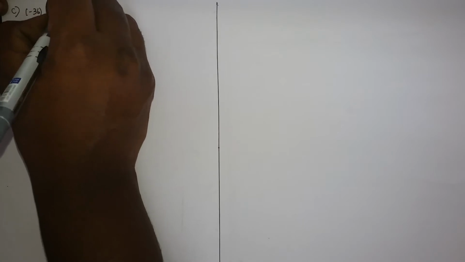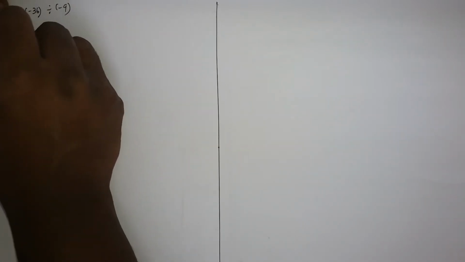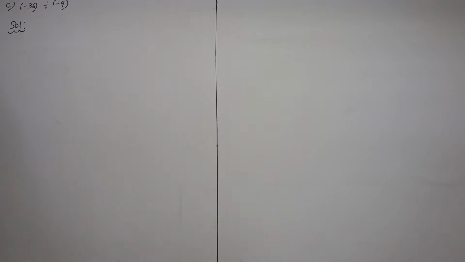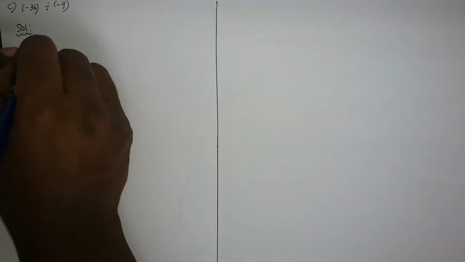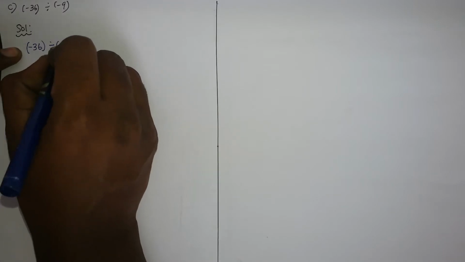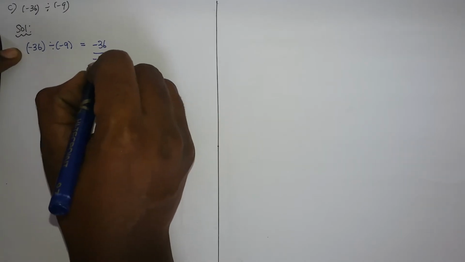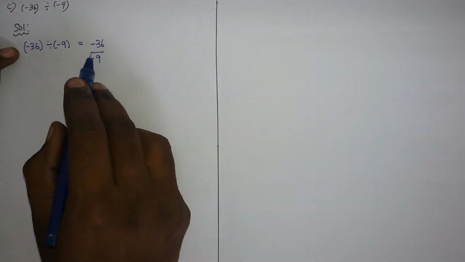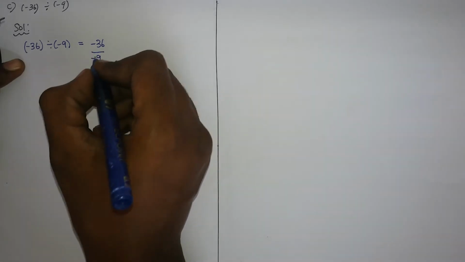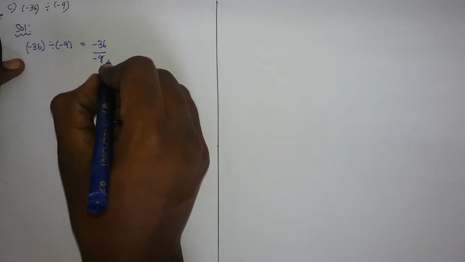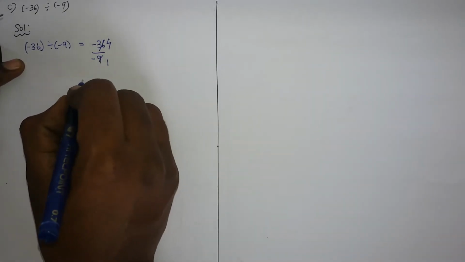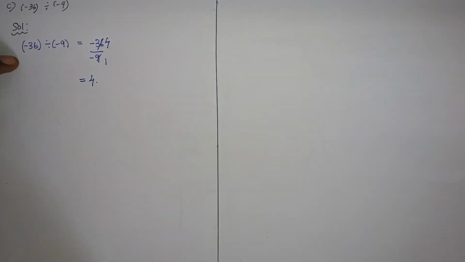The next sum, that is the C sum, that is minus 36 divided by minus 9. So my solution will be, here they have given minus 36 divided by minus 9. So minus 36 divided by minus 9. Minus minus is cancelled, that is minus minus is plus. So here I am going to reduce these fractions, that is 9 ones are 9, 9 fours are 36, right? So my answer will be plus 4.